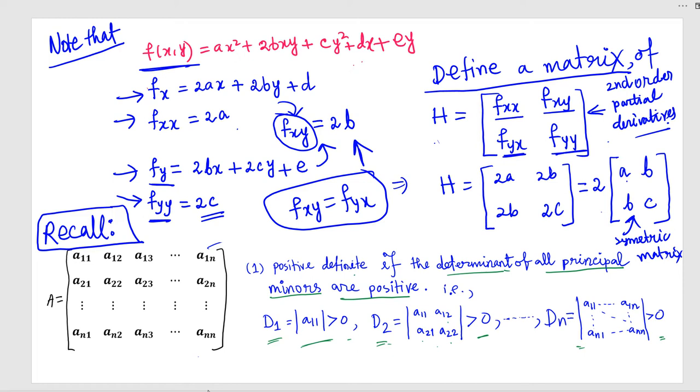Whenever we have a symmetric matrix, we can find whether it is positive definite or negative definite or all the other things that we have discussed earlier. So for positive definite, we have d1 greater than 0, d2 greater than 0. D1 and d2 mean the principal minors of order 1 and order 2, up to principal minor of order n. So in this case, these two are sufficient for our case.